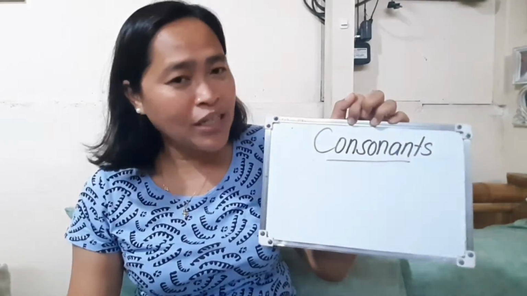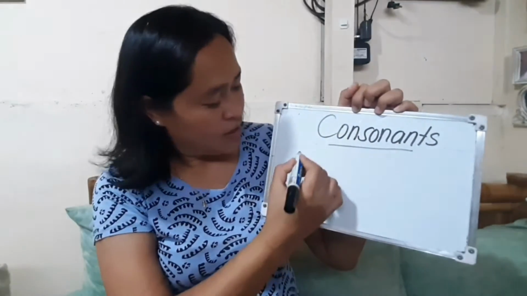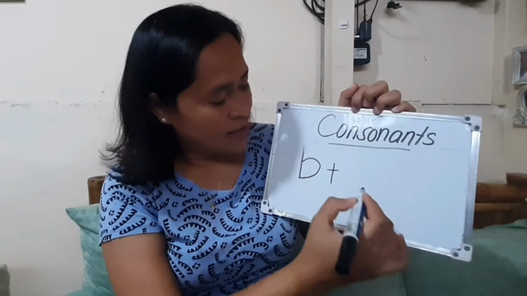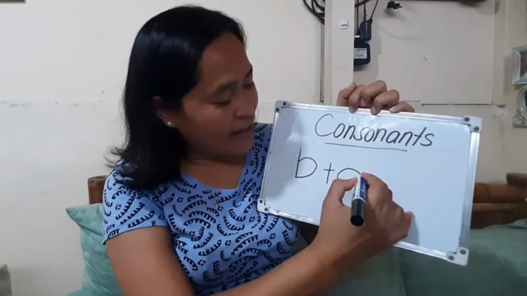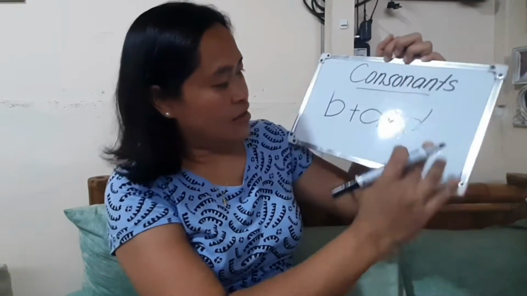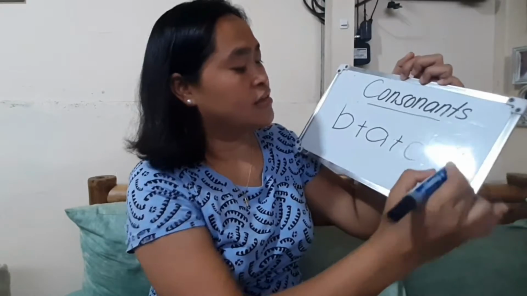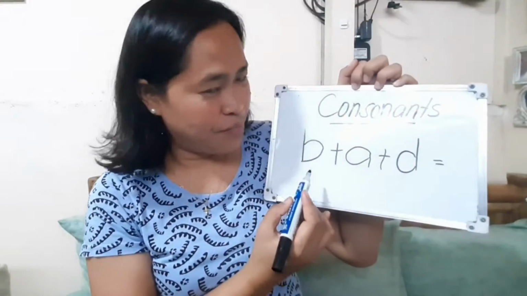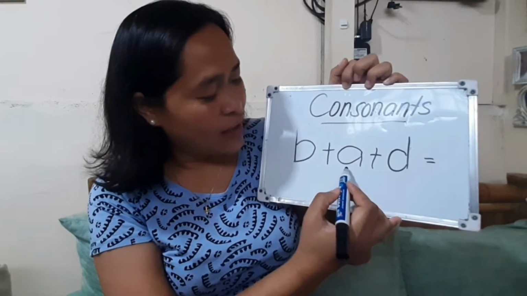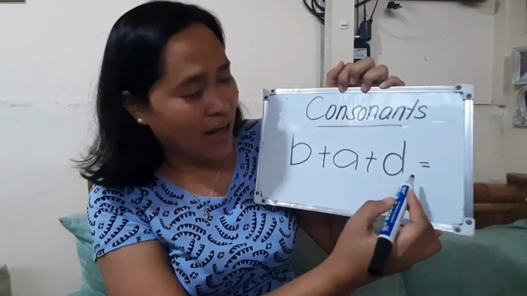Now we will combine the consonants with the vowels. We have here consonant letter B plus vowel A plus D. What is the sound of letter B? It's ba, plus the sound of vowel A, it's a, plus the sound of letter D, it's da.